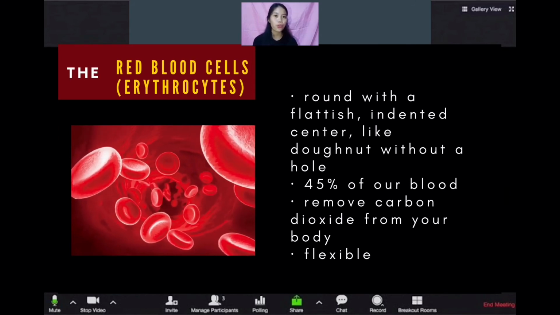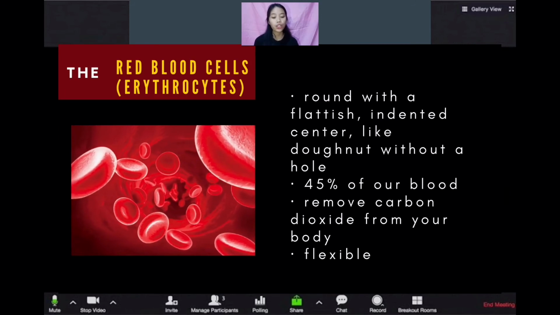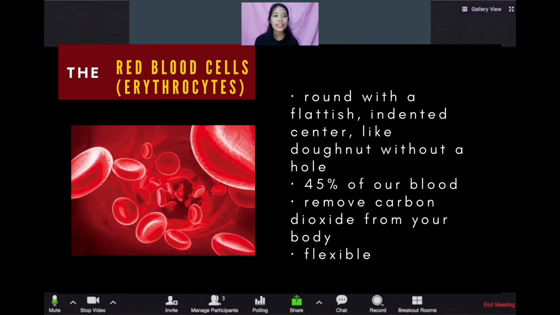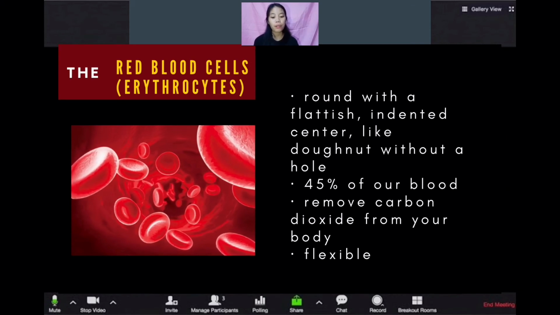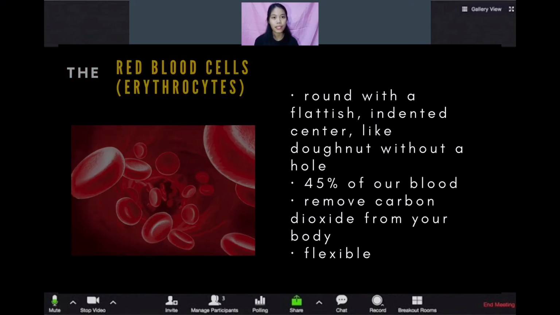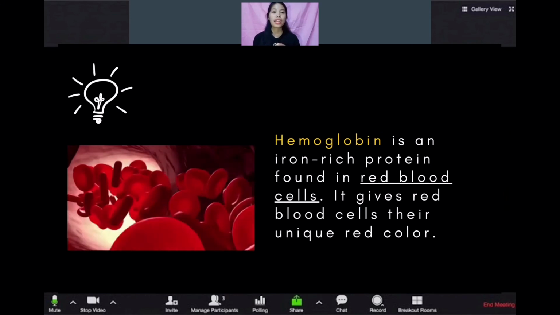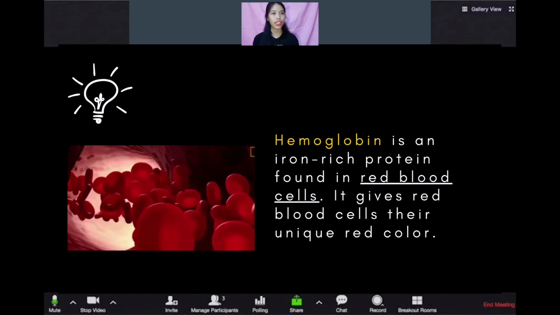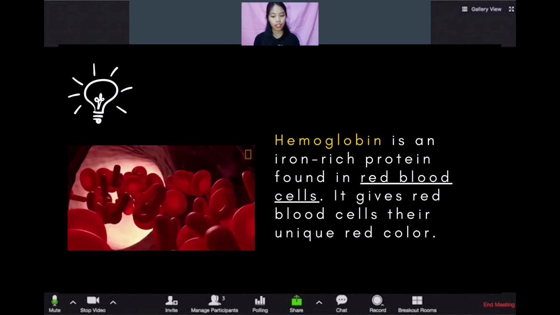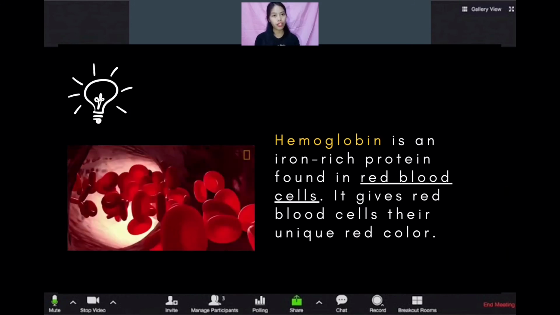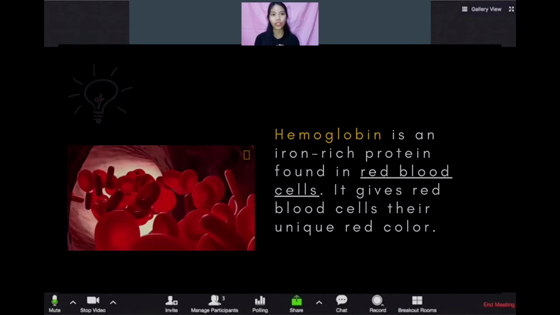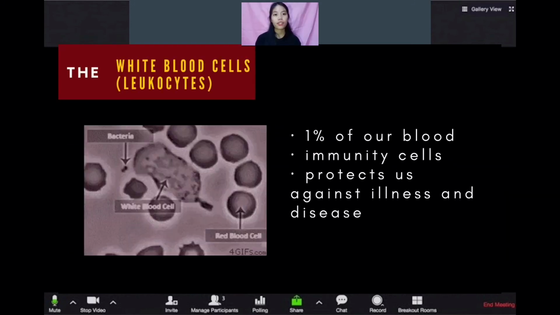It is also considered flexible and assumes a bell shape as it passes through extremely small blood vessels. Hemoglobin is an iron-rich protein found in red blood cells. It gives red blood cells their unique red color.